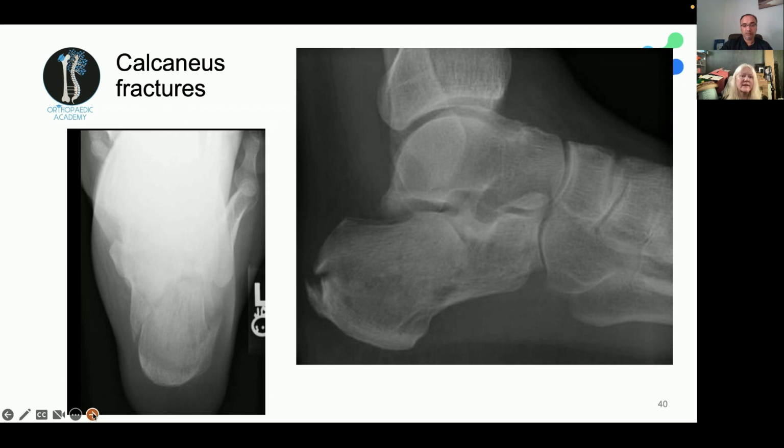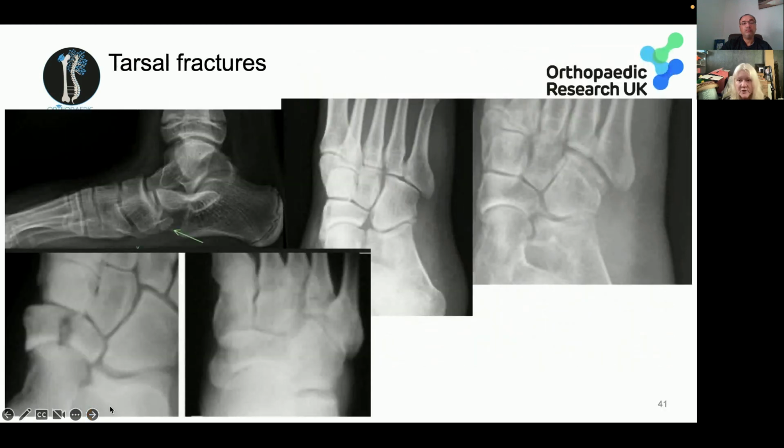The main thing about calcaneus fractures is to get them elevated and get the swelling down and make sure they don't have any other injuries. And then we can address the calcaneus fracture itself. Tarsal fractures, okay. Again, you wouldn't be expected to know a lot of this. It's kind of just for interest.